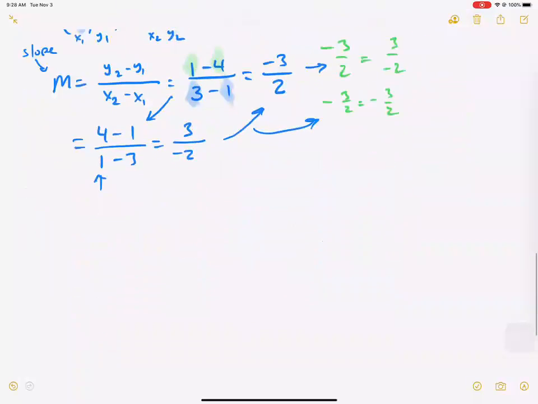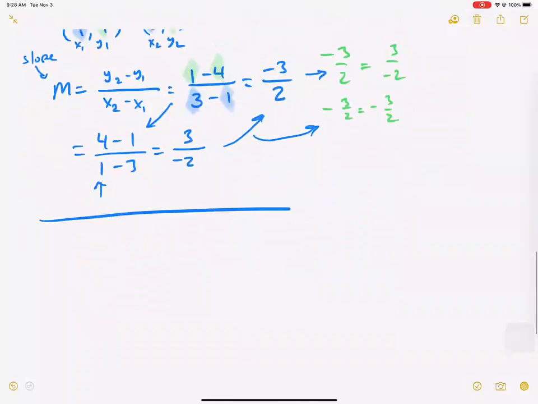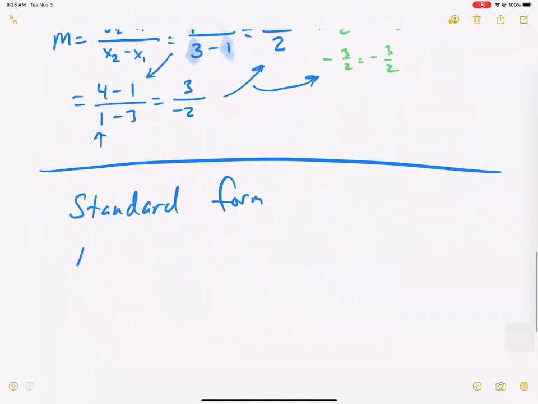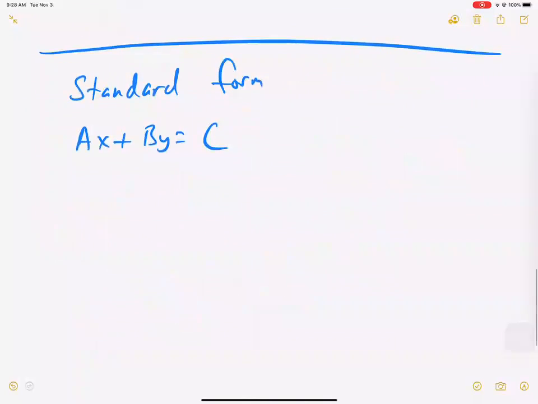So we've been talking about something called standard form. So here's our second part of the lesson, standard form. And this form was ax plus by equals to some number c, where the hint was this, that x's and y's are on the same side. X's and y's are friends.